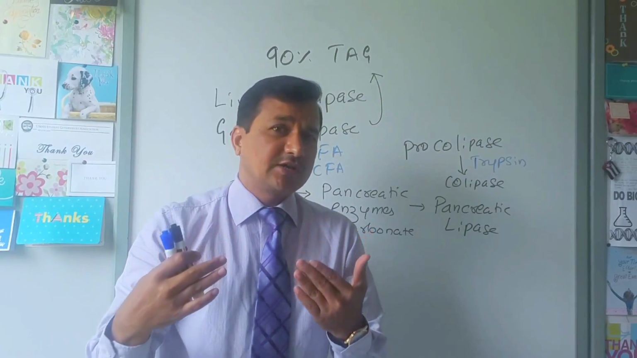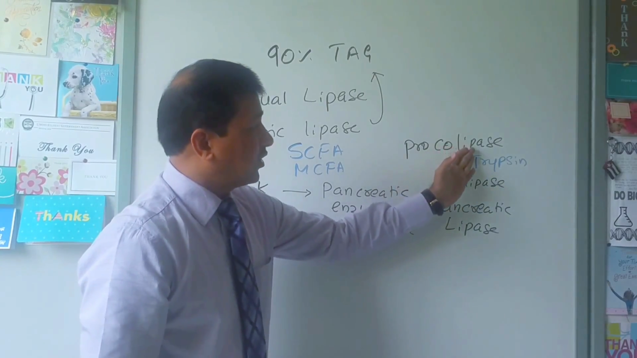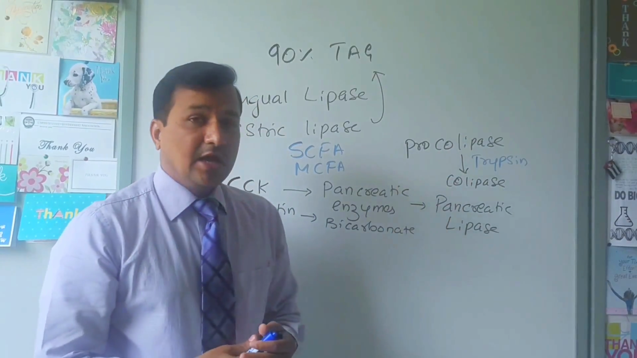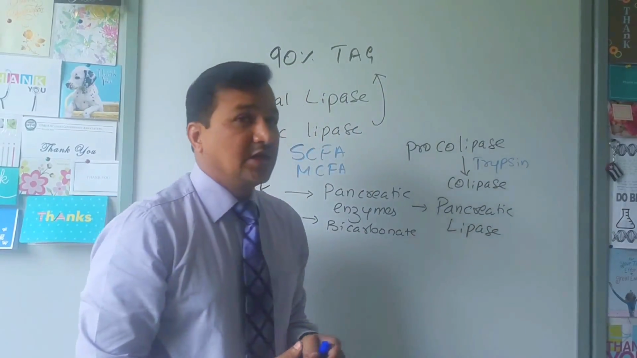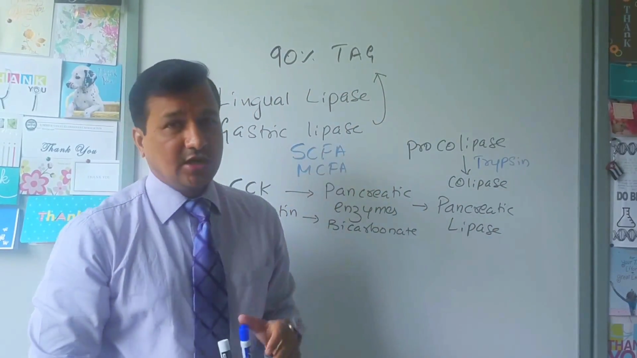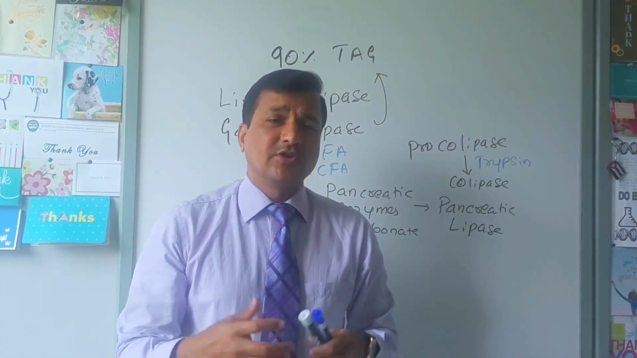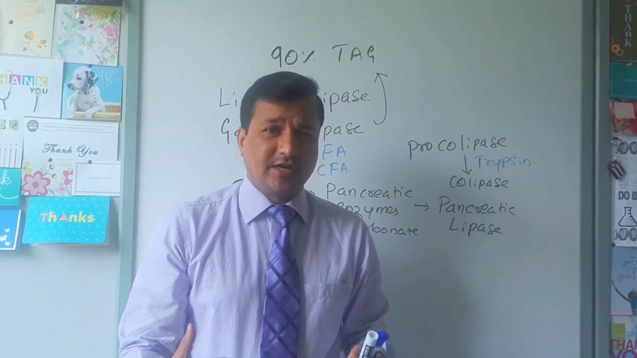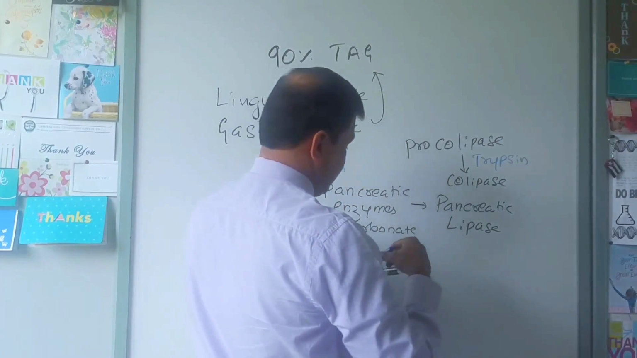Once trypsinogen is activated into trypsin, that trypsin is going to activate pancreatic procolipase into colipase. Now this colipase is going to work along with the pancreatic lipase to digest triacylglycerols. Before all these enzymes work, your lipid has to be emulsified. So there is a concept called emulsification that we need to understand now.